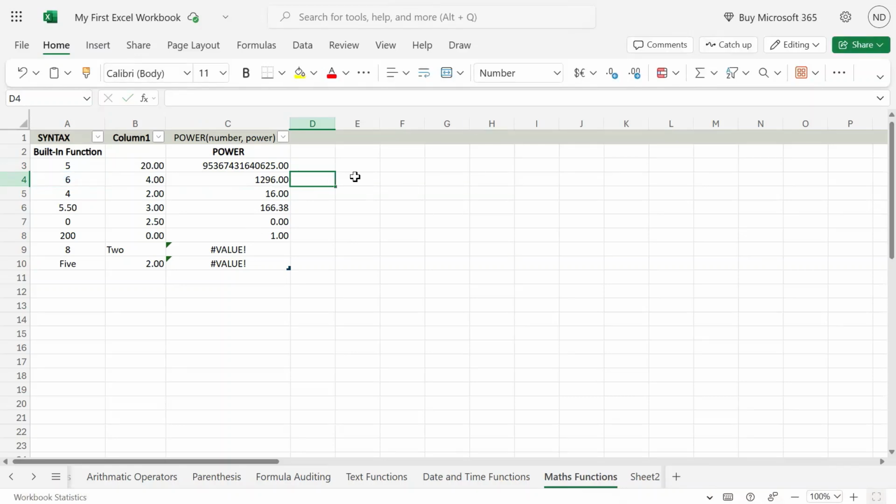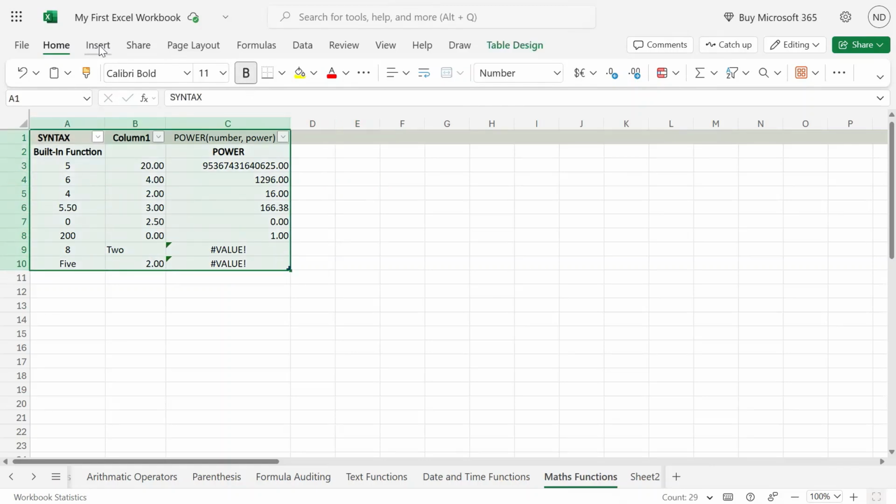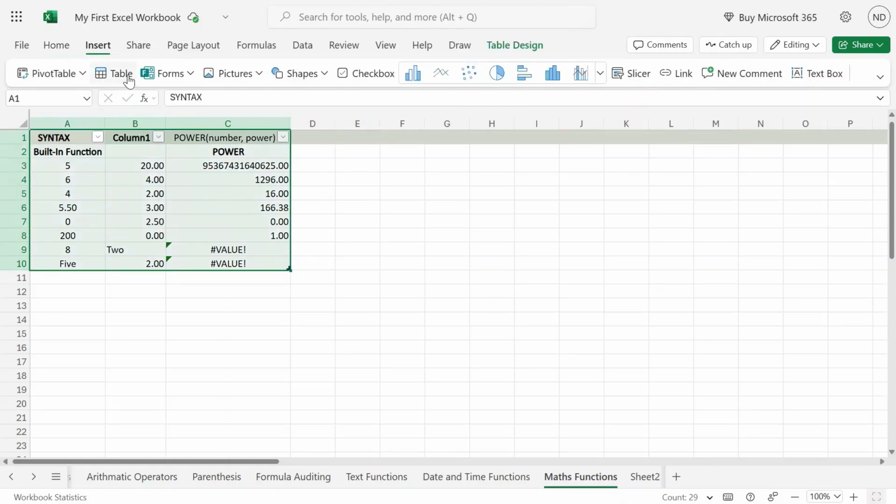Okay. Am I using a table? I need to remove the table. Just give me 1 minute, guys.